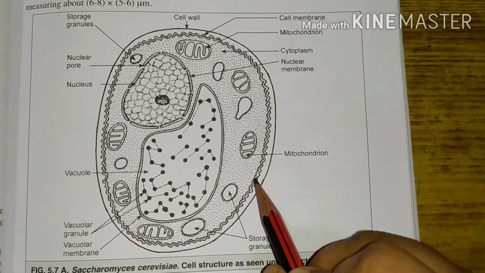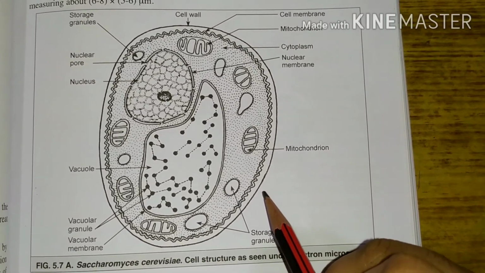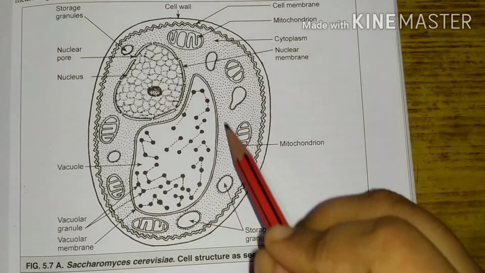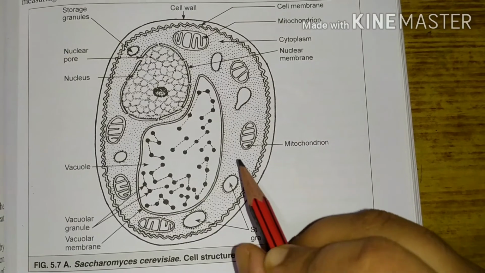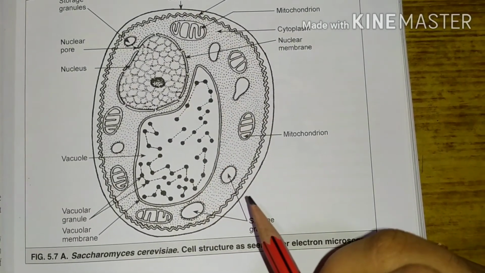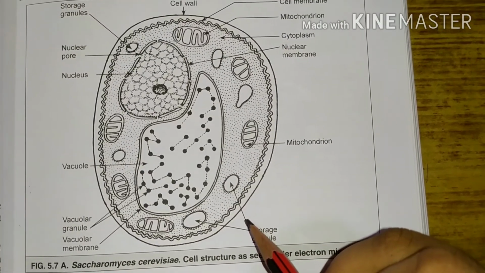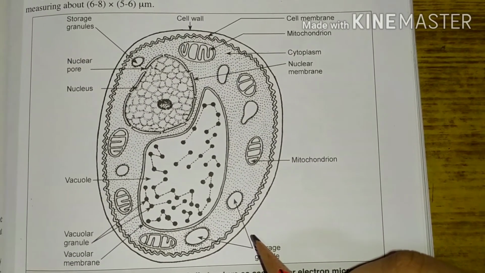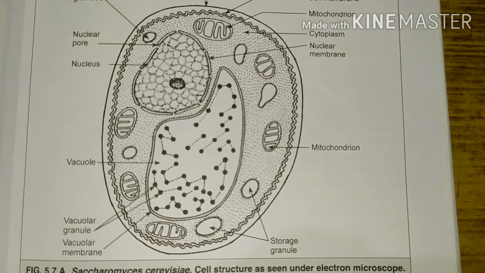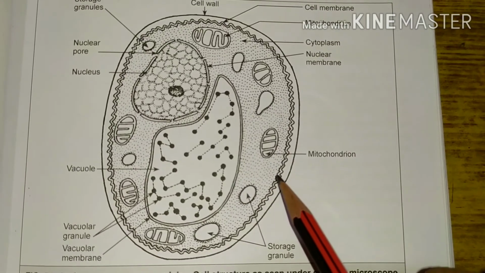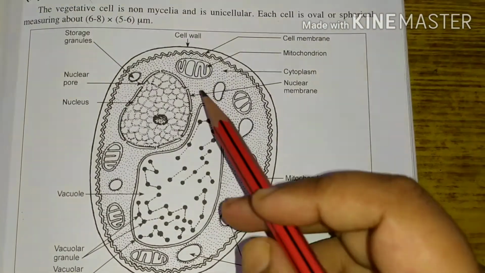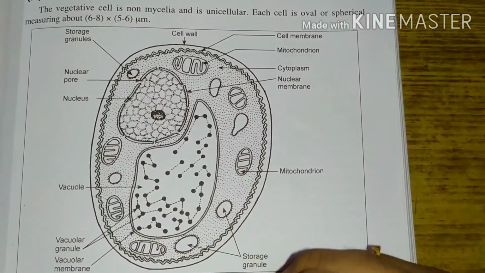Inner to the cell wall, the cell membrane is present, and inside the cell membrane, the cytoplasm is present. The cytoplasm is thinner towards the periphery, that means the outer side, and dense towards the middle of the cell. Cytoplasm contains various cell organelles such as mitochondria, ribosomes, endoplasmic reticulum, Golgi apparatus, etc. These organelles are eukaryotic in nature because Saccharomyces are eukaryotic organisms, so they contain membrane-bound organelles. So here is the mitochondria.